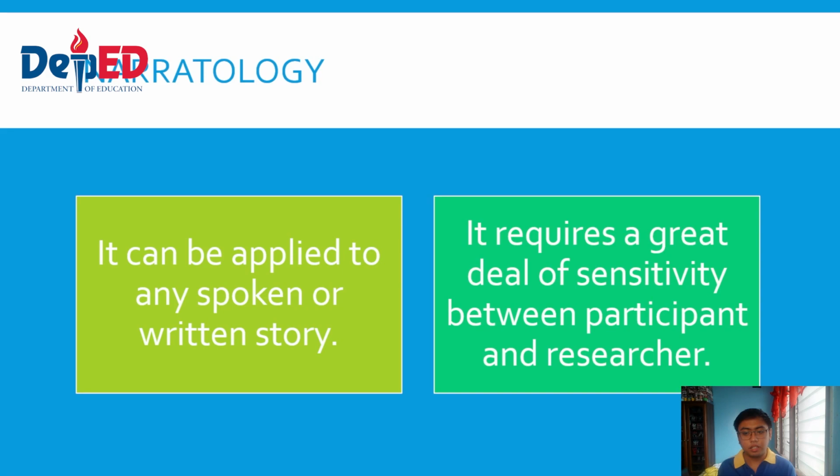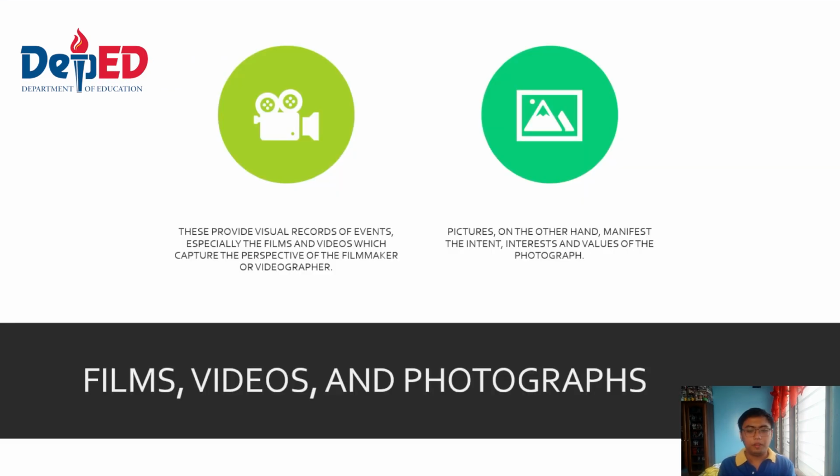Okay? So, basically, sabi nga, spoken or written story, you may go back to the police station and ask for the record. Okay? Doon mo makikita yung totoong story niya. Nasulat na niya eh. Okay? Then you will interpret what happened. Then films, videos, and photographs. Basically, this provides visual records of events, especially the films and videos which capture the perspective of the filmmaker or videographer. Pictures, on the other hand, manifest the intent, interest, or values of the photographer.